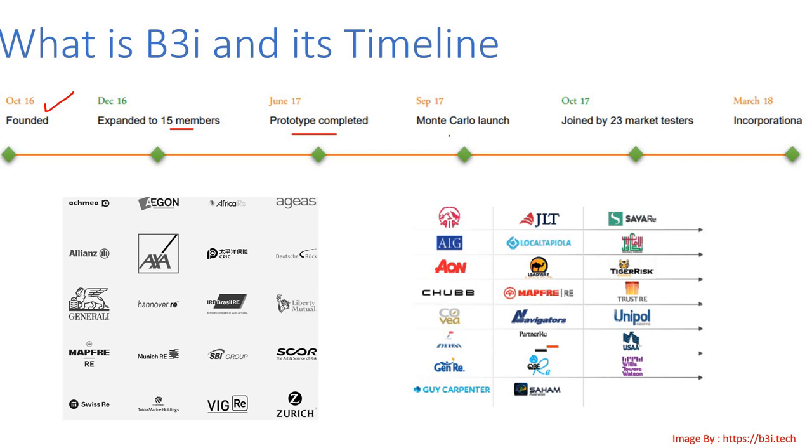October 2017, 23 more stakeholders joined in terms of validating their prototype and their concept, so then they can bring the most out of DLT technology within the insurance value chain. And finally, in March 2018, they realized that the consortium way of getting things done will not work, and they got incorporated and they formed B3i Services AG as a company.